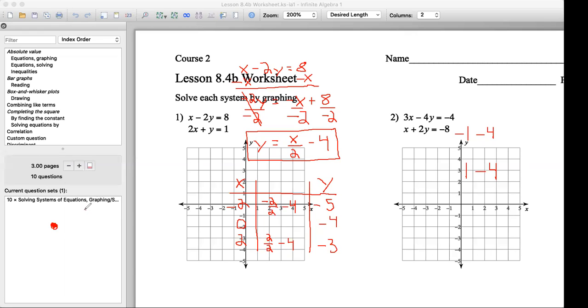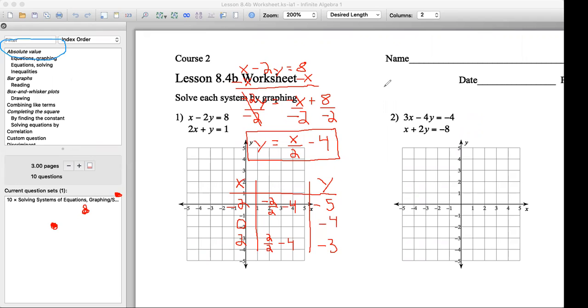0, negative 4 is right here. And 2, negative 3 is right here. I think you can see where the nice line would appear. All right, are we okay up to that point? I'll do this one in blue. Okay, second equation. That's this one right here.